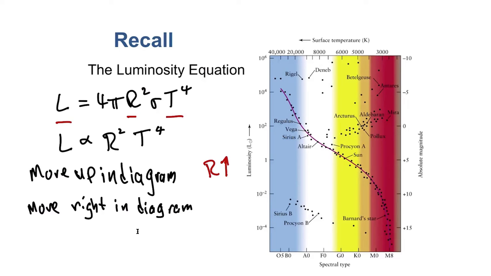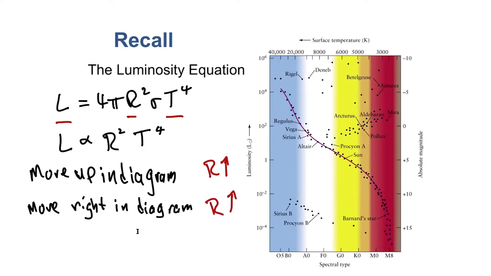So it's also true that if you move to the right on this diagram, the radius, the physical size of your star, must also be going up. So moving to the right and up on this diagram means you're moving towards larger physical stars. Moving down and to the left on this diagram means you're moving to smaller physical objects.